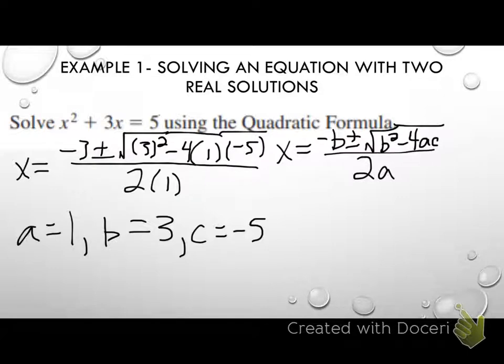Is everyone okay with how I plugged in? Anytime I saw an A, I replaced it with 1. Anytime I saw a B, I replaced it with 3. Anytime I saw a C, I replaced it with -5. We okay with that? Now I just got to work it down. Order of operations. There's a lot going on here, but we can do it.